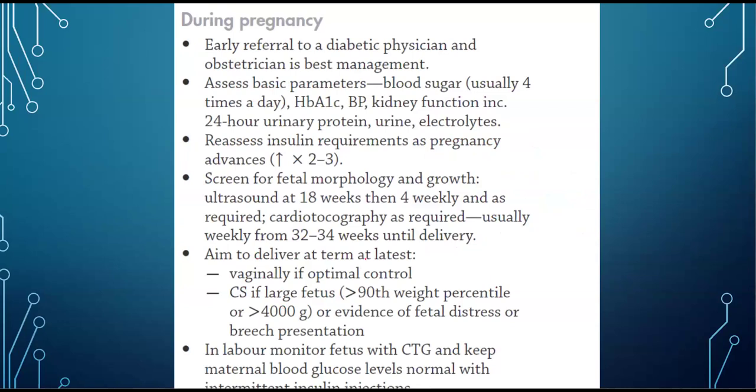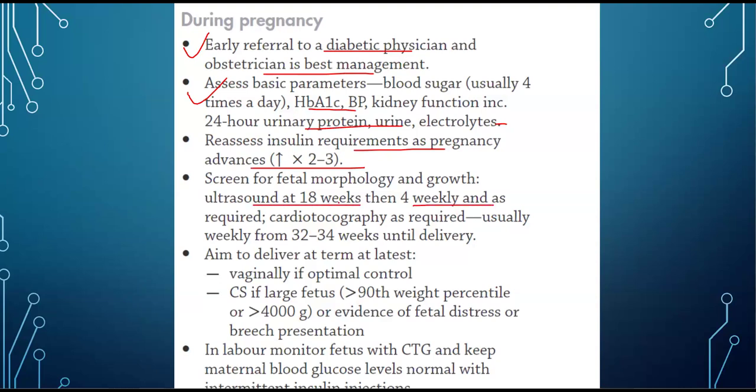So if you have got a type 1 diabetic patient during pregnancy, early referral to a diabetic physician and obstetrician is the best management. That means you need to include an endocrinologist and an obstetrician. You need to assess the basic parameters, so blood sugar level, HbA1c, all of the things. You can see the insulin requirement in pregnancy can get more than 2 to 3 times. And you need to assess the baby for any fetal abnormality.